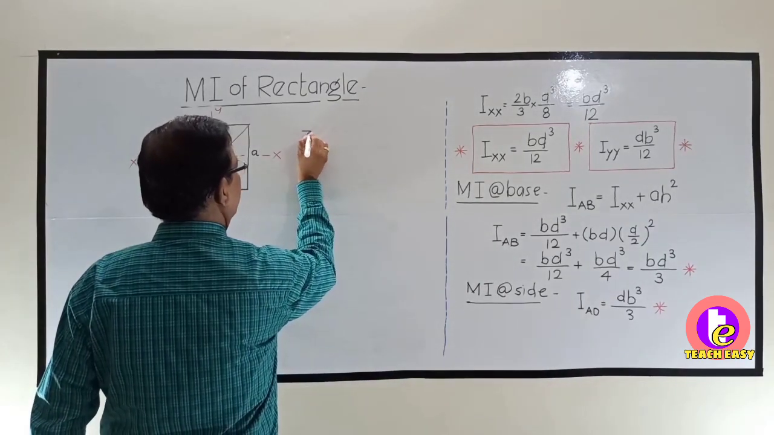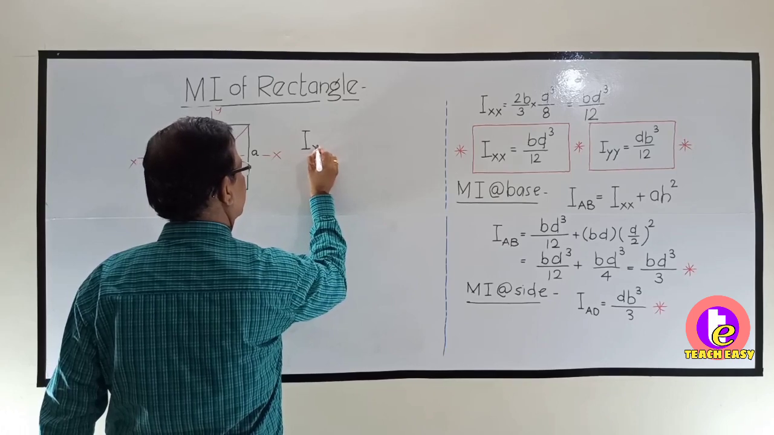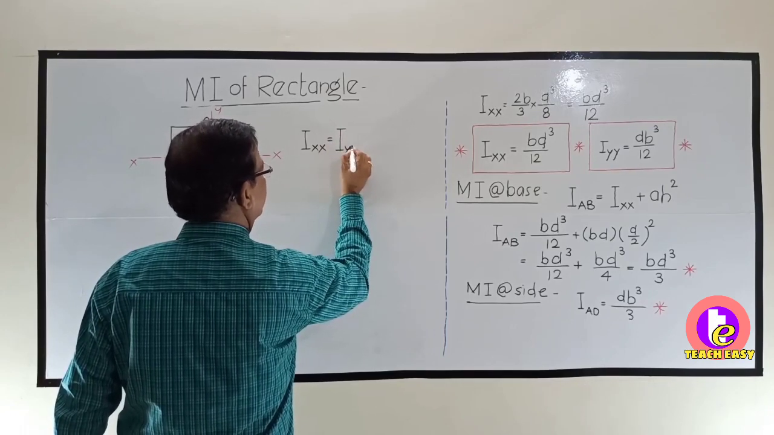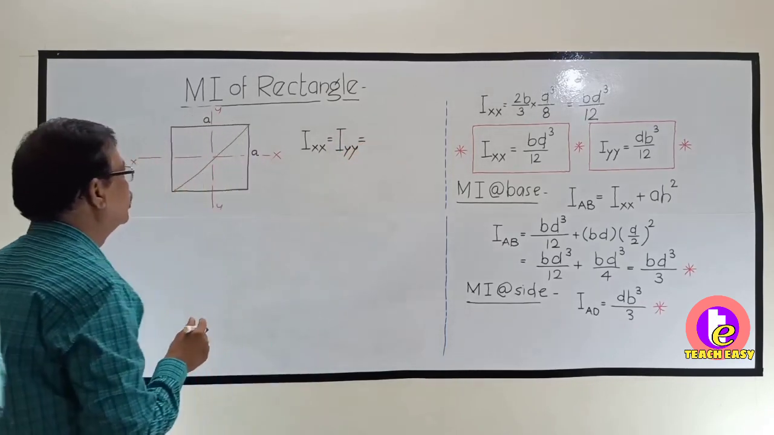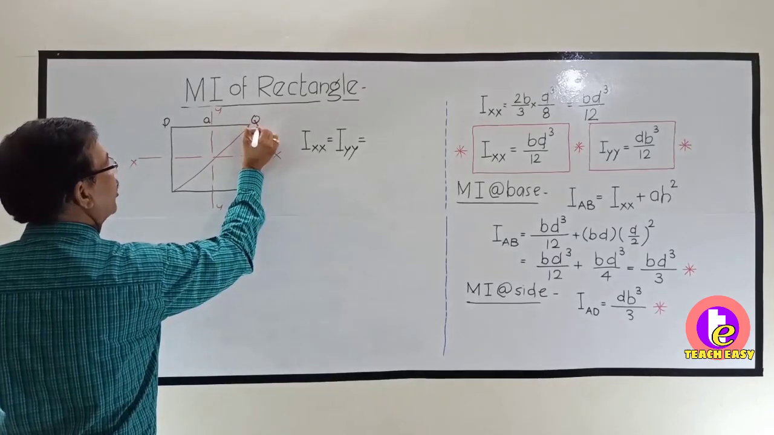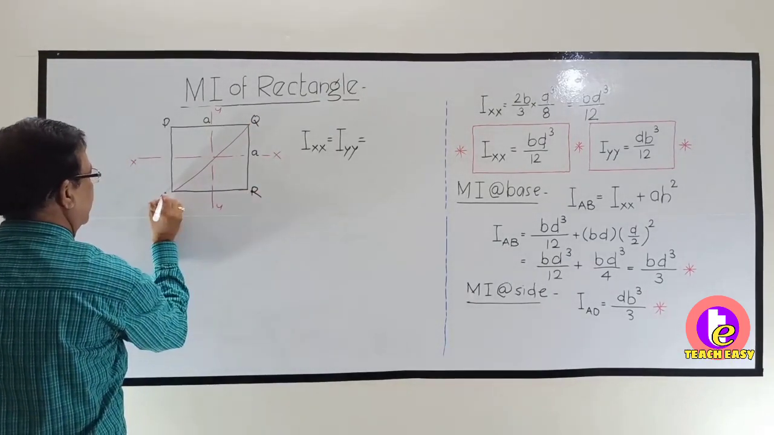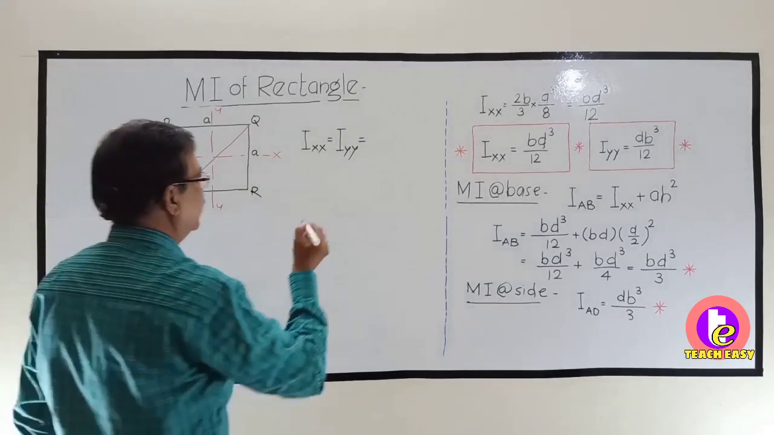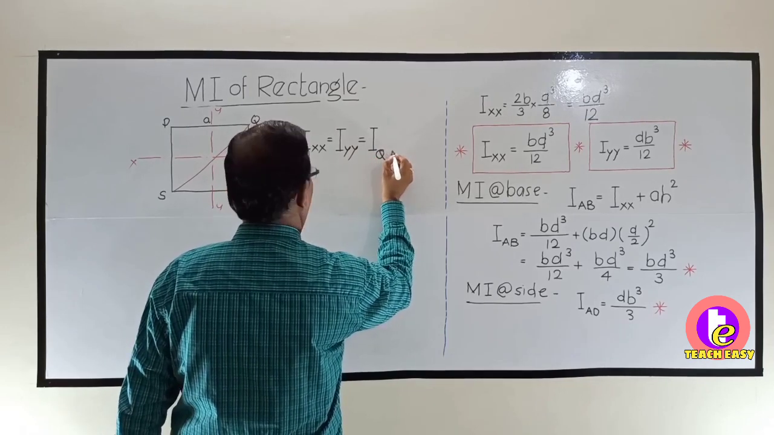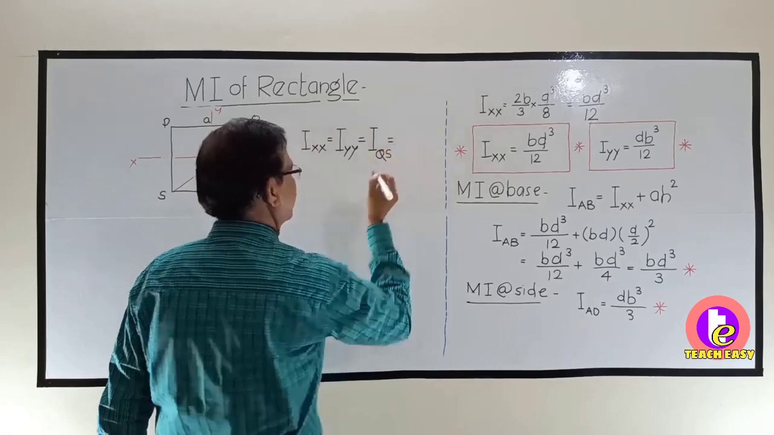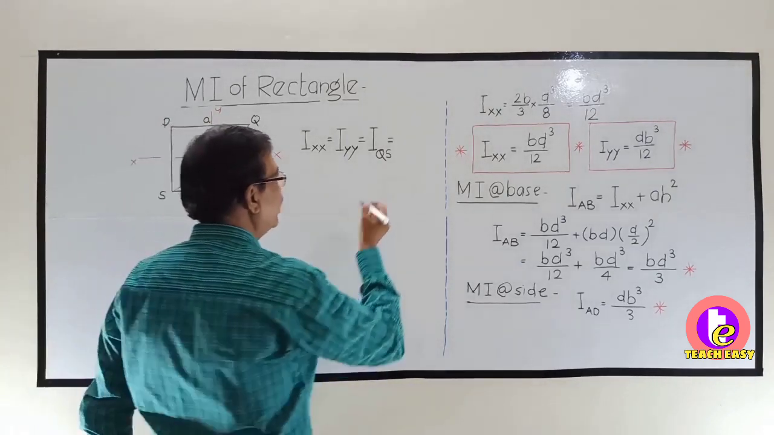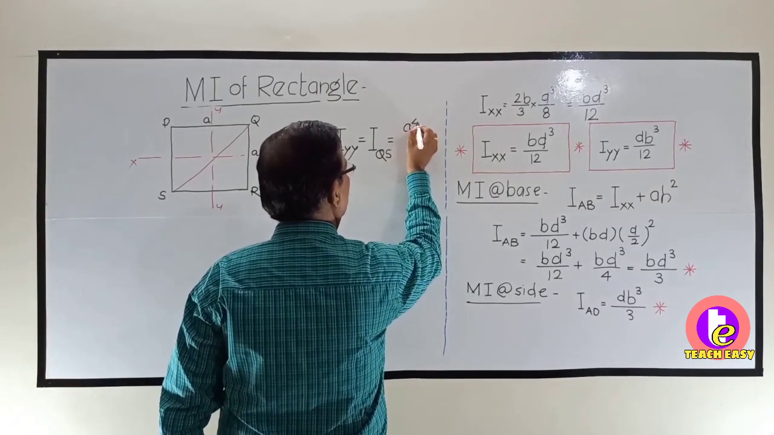When we will see triangle at that time, I will show you why it is same. So here I can say Ixx equal to Iyy equal to, if I say that square is P, Q, R and S, then the moment of inertia about the diagonal is IQS or SQ you can say, is equal to, here B is equal to A, D is equal to A, so A into A cube, that is A raised to 4 by 12.